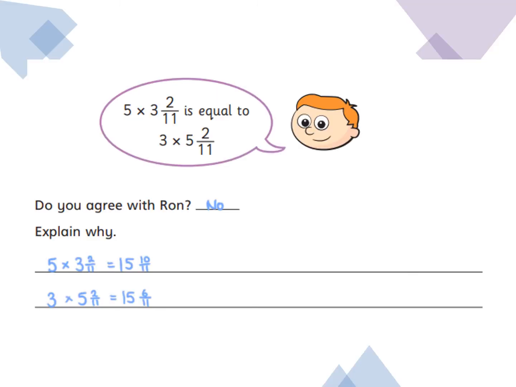So as you can see from the answer, and as you hopefully found out yourself, they are actually different. Okay, Ron is incorrect because 5 times 3 and 2/11 would give you 15 and 10/11. That's because 5 times 3 gives you 15 whole ones, but then 5 times 2 is 10, so that gives you 10/11. You can see with 3 times 5 and 2/11, 3 times 5 does give you 15 whole ones, but 3 times 2/11 will give you 6/11 because 6 is 3 times 2.